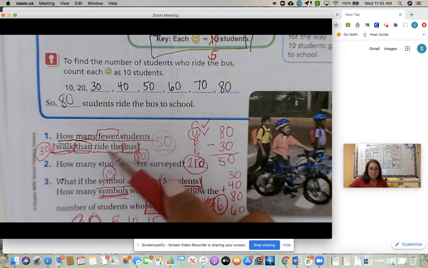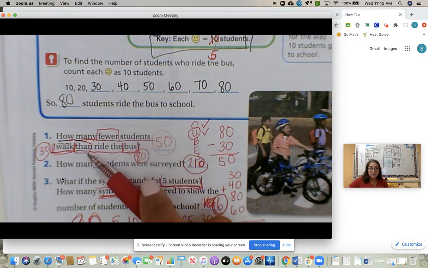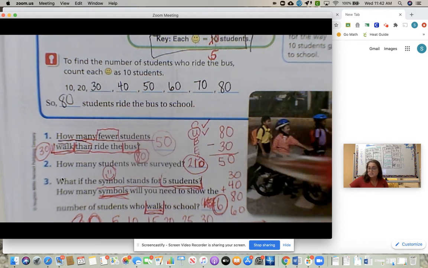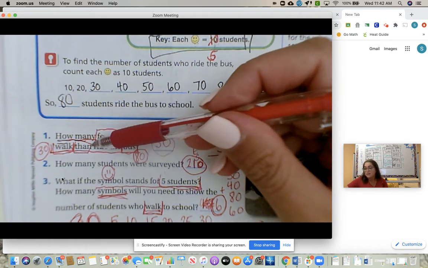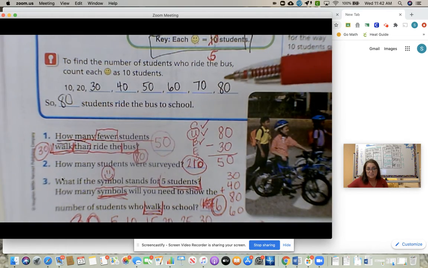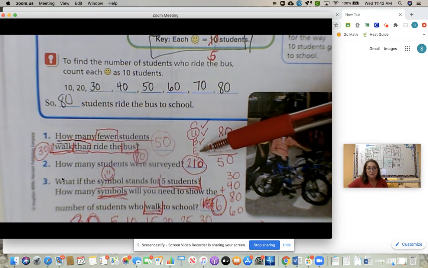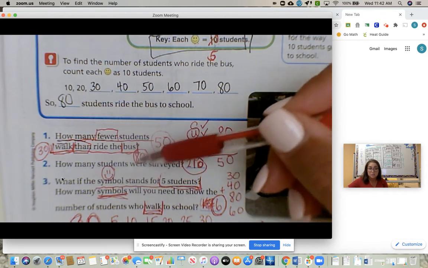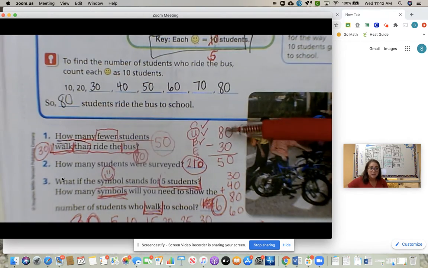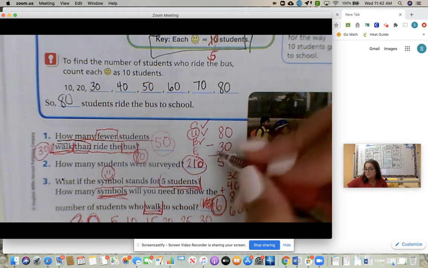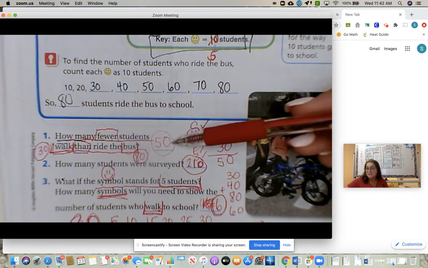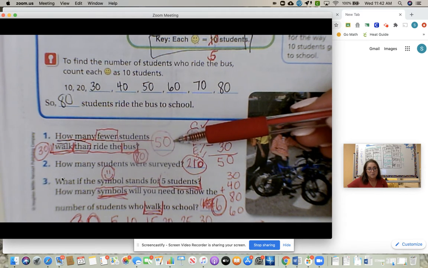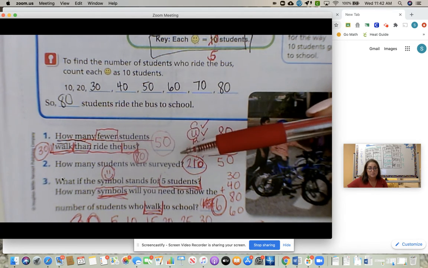I need a box, my math verbs. We have fewer and than, right? So, oops, I forgot. So we boxed our math verbs. Fewer and than means subtract. So when I evaluate, I'm thinking, okay, I'm going to subtract my two key numbers. 80 subtract 30 is 50. So I solved my problem. I didn't label it. There's not a lot of room, but it's 50 fewer students.